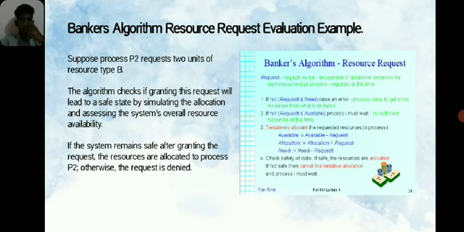Banker's algorithm resource request evaluation example. Suppose process P2 requests 2 units of resource type B. The algorithm checks if granting this request will lead to a safe state by simulating the allocation and assessing the system's overall resource availability. If the system remains safe after granting the request, the resources are allocated to process P2. Otherwise, the request is denied.